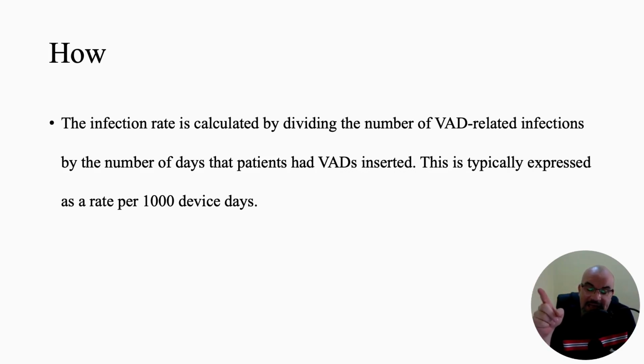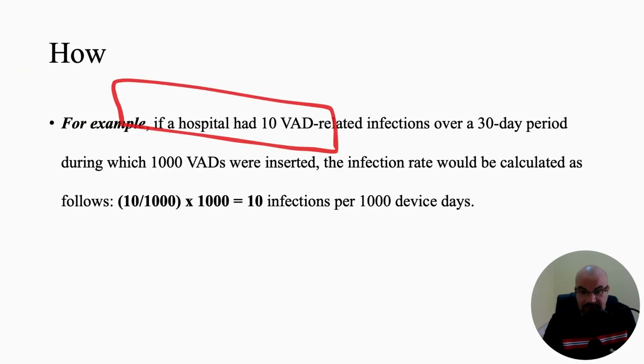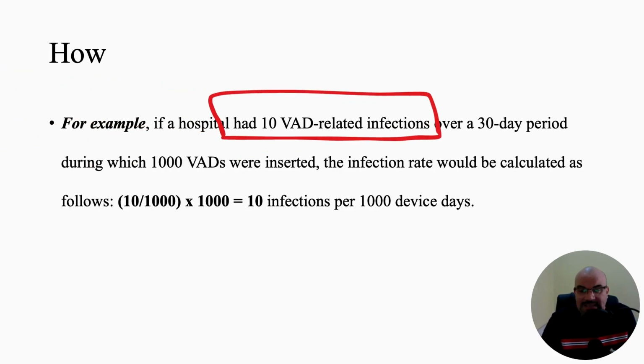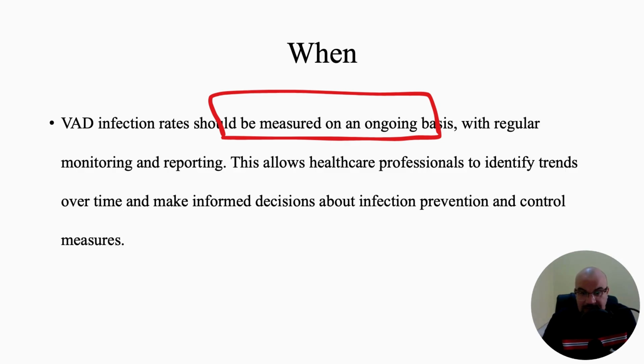The first step is calculating the patient days, or what we call device days. So VAD device days, and calculate the rate based on that. For example, let's say a hospital has 10 vascular access device infections over a 30 day period, and there are 1,000 vascular access device days. So in this case, the rate is 10 over 1,000, so the rate is 10 per 1,000 device days. So this is how we calculate it.